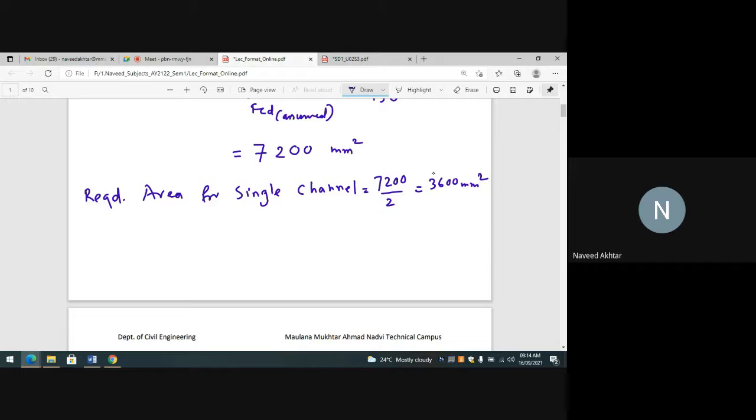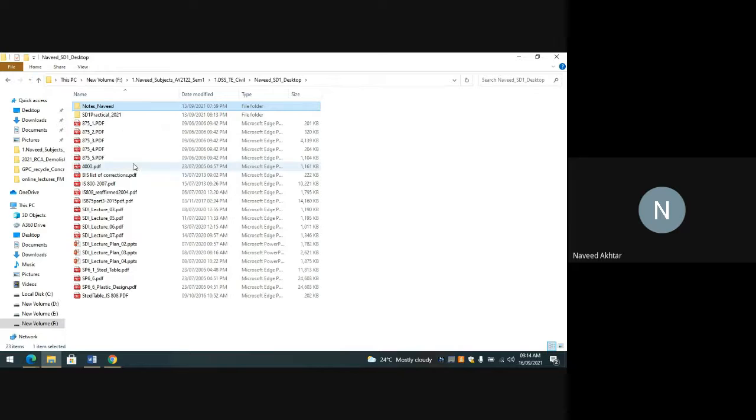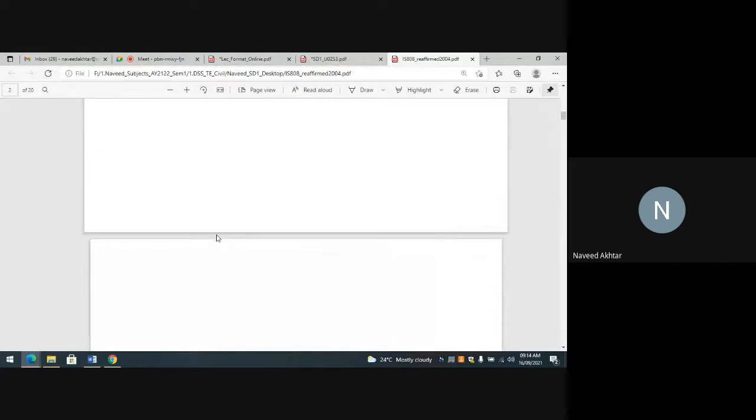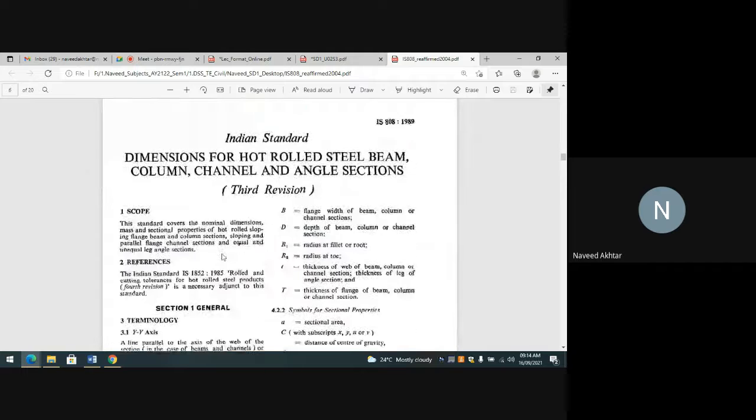Now we have to select the channel such that this area should be more than 3,600 mm square. So for that we have to go for our steel table, and steel table is nothing but your IS 808. In that case, you can find out the steel table.